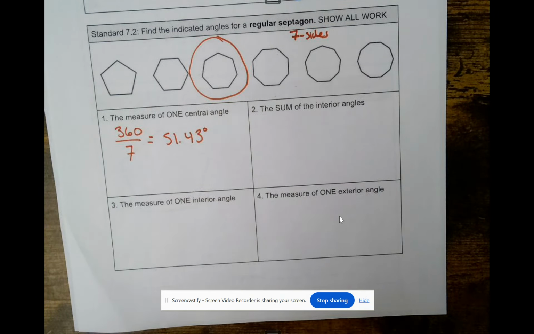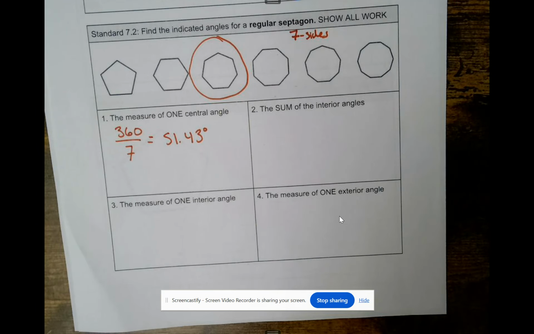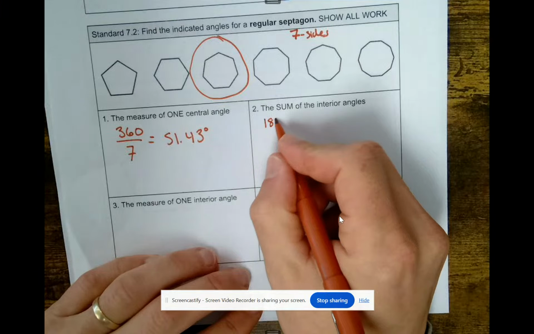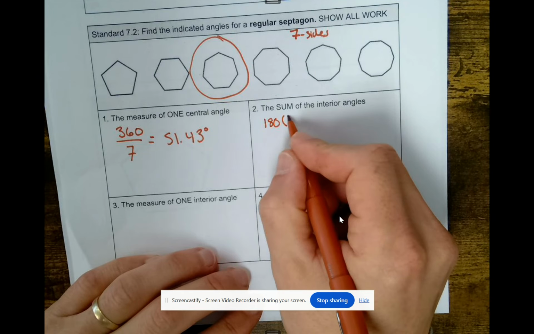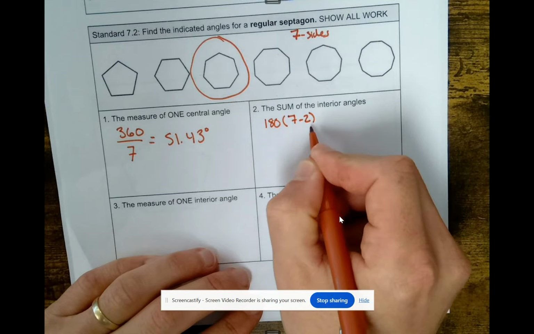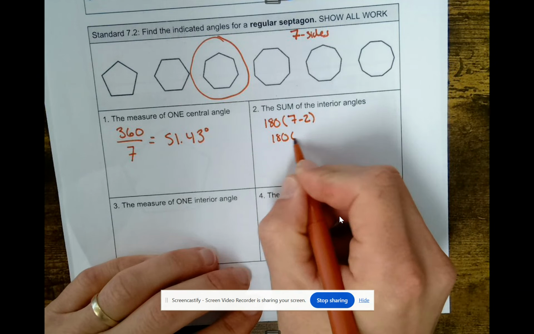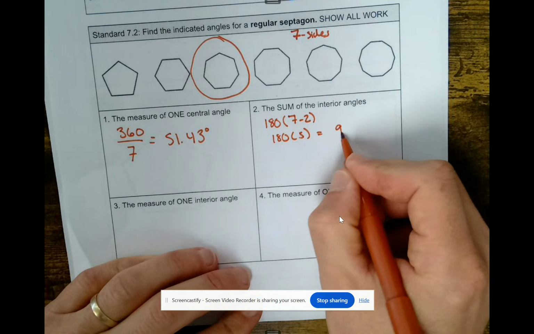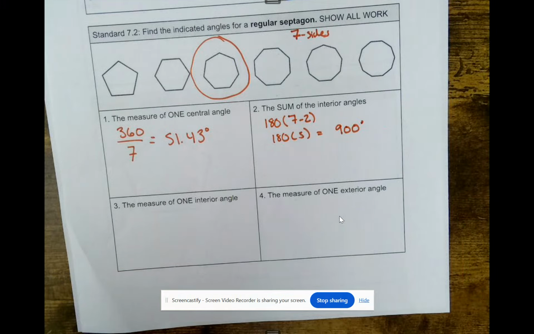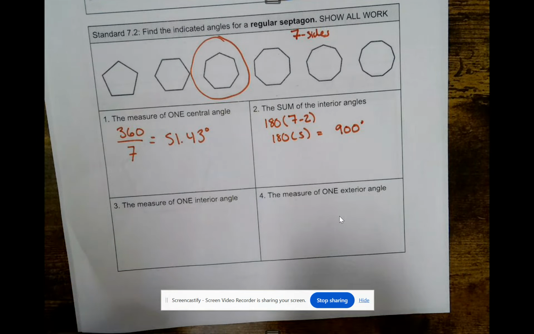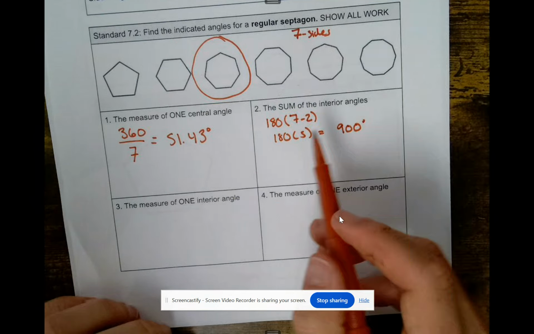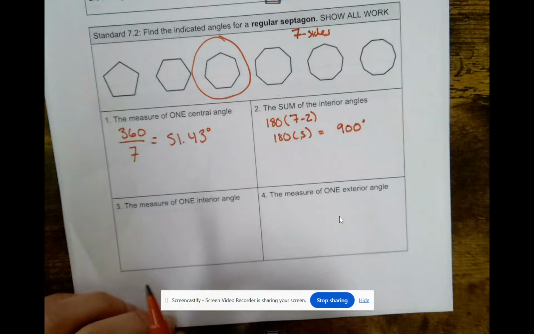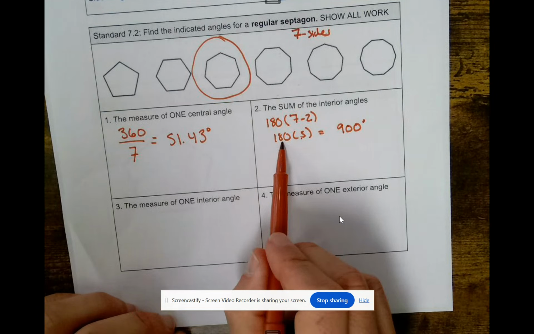All right. Next step, the sum of the interior angles. What is the sum of the interior angles? Now for that, think about how many triangles fit inside of it. 180 times the number of sides minus 2. So 180 times 5 equals 900 degrees. Again, there are 5 triangles that we can fit inside here. Each triangle has 180 degrees. They add up to 900.